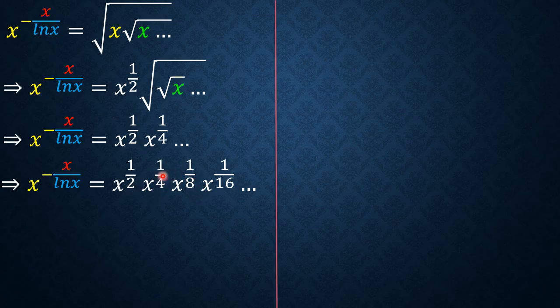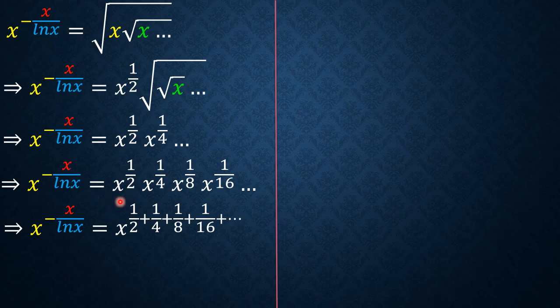So we are therefore going to have x to the power negative x over natural log of x equals x to the power 1/2 plus 1/4 plus 1/8 plus 1/16 plus so on. It keeps on going forever. Great. All right, friends. In this case, we can see the power of x on the right hand side.